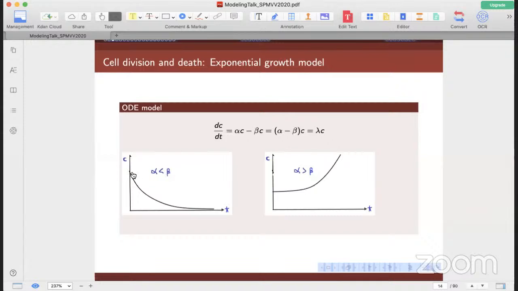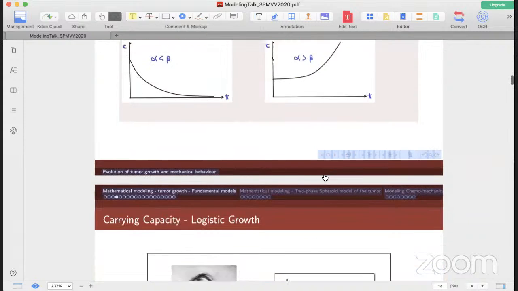When alpha is less than beta, that means enough production is not taking place, whereas enough death is taking place. Therefore, you can see the population is decreasing, whereas when alpha is greater than beta, the population is increasing.